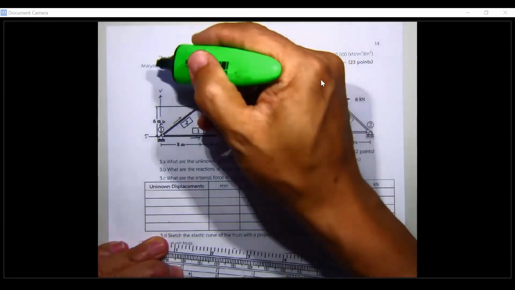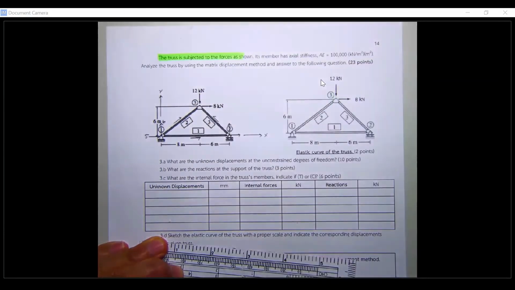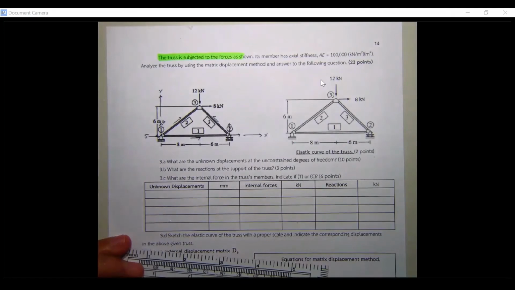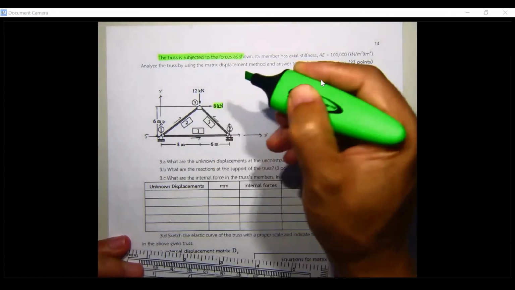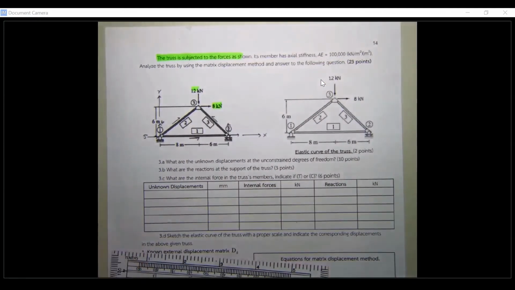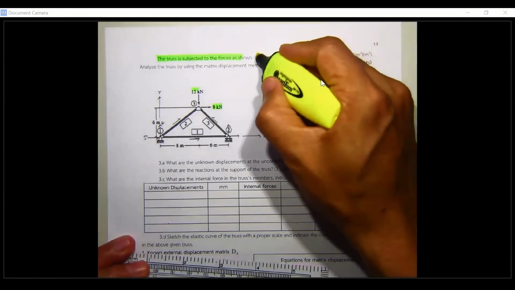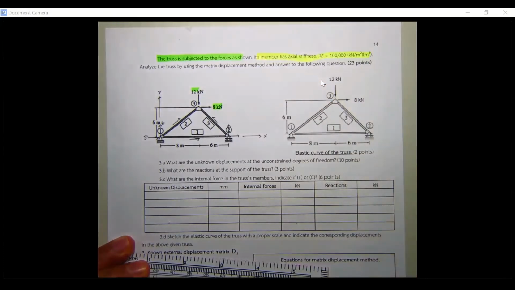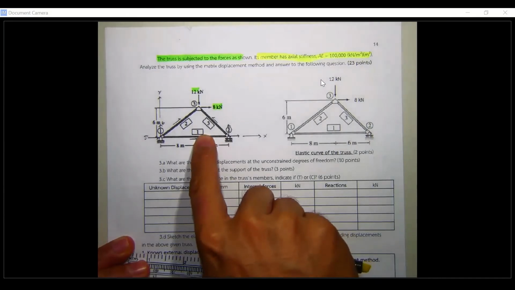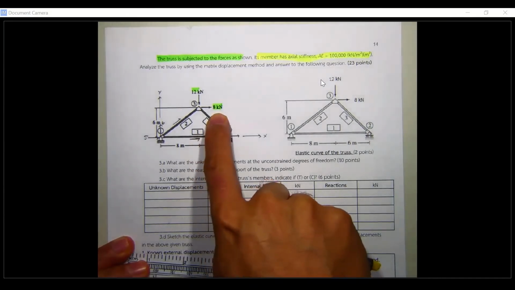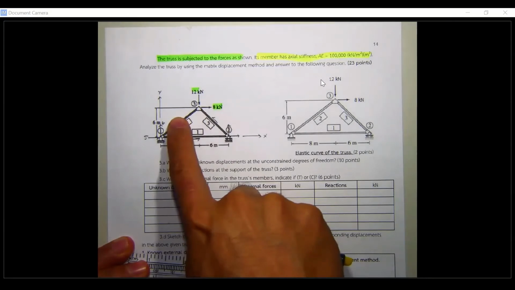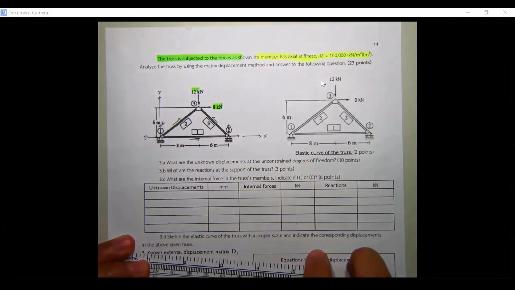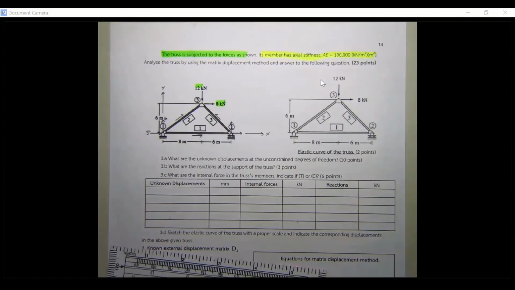This task is subjected to forces. There are only 2 forces here. One is 8 kilonewton. Another one is 12 kilonewton. And all the members of the truss have the same AE. This is simple. But in some cases, I may say this is 100,000, this is 120,000, this is 130,000. You must follow the assignment that is put into the question.